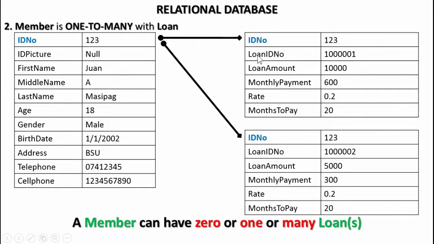Next, the table relation member is one-to-many with loan signifies a member can have 0 or 1 or many loans. For example, Juan Masipag was granted 2 loans. His first loan is loan ID number 10001 and the loan amount is 10,000. His second loan is loan ID number 10002 and the loan amount is 5,000.